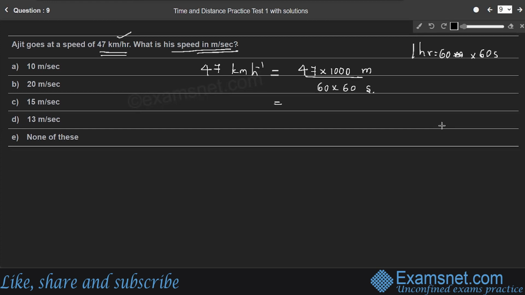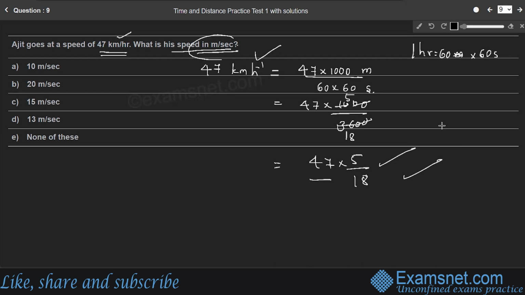So here simplify it. We have 47 into 1000 by 3600, we can cancel two zeros. 2 into 5 is 10, 2 into 18 is 36. So 47 into 5 by 18. Or you can directly take a number which is in terms of kilometer per hour and multiply the same number into 5 by 18.